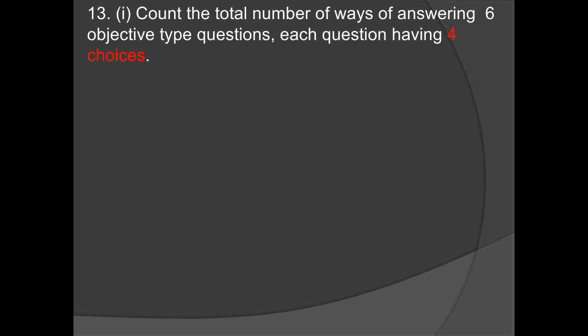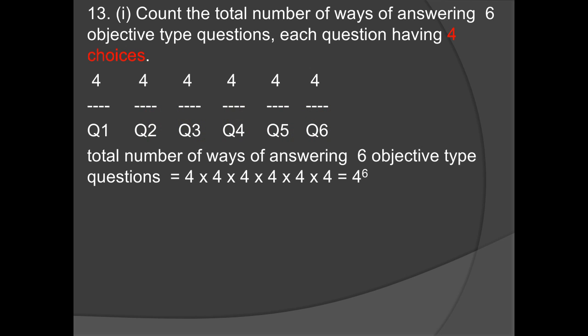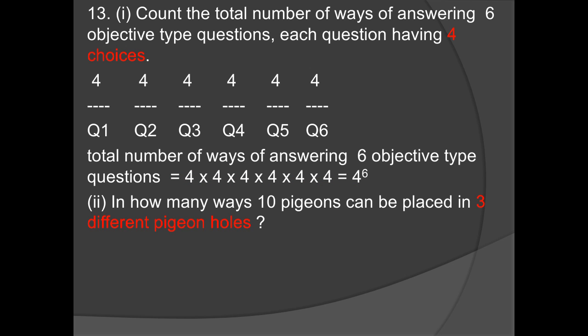Then the last problem: count the total number of ways of answering 6 objective type questions, where each question has 4 choices. Now see here. First question, second question, third question, fourth question, fifth question, sixth question. The first question can be answered in 4 ways. Similarly, the second question in 4 ways, the third 4, and so on up to the sixth. So finally, what is the answer? The total number of ways of answering the 6 objective questions is 4 into 4, 6 times, so 4 to the power 6.